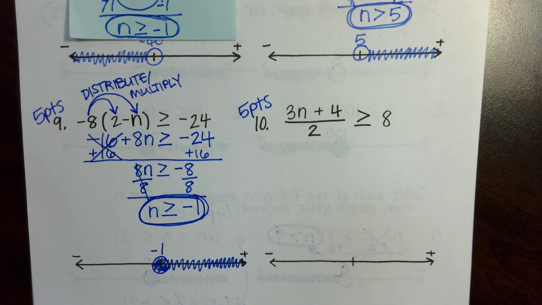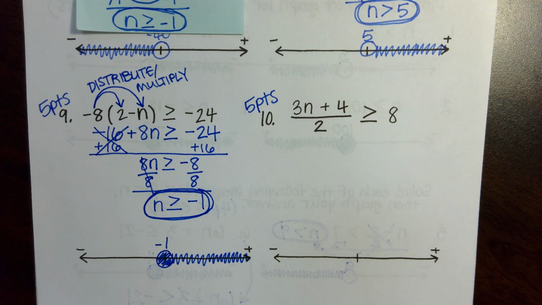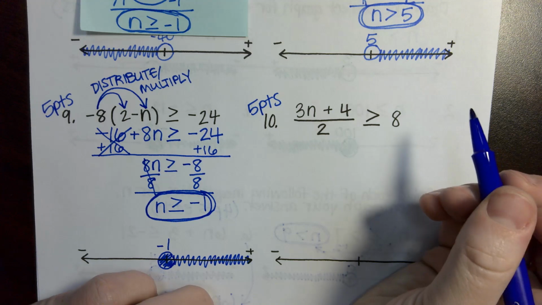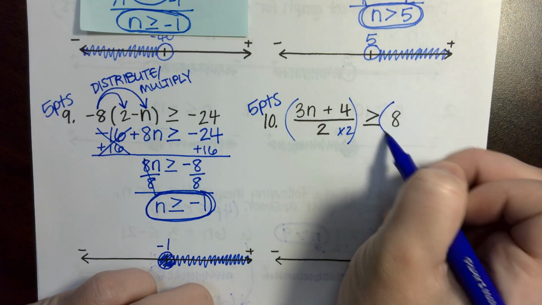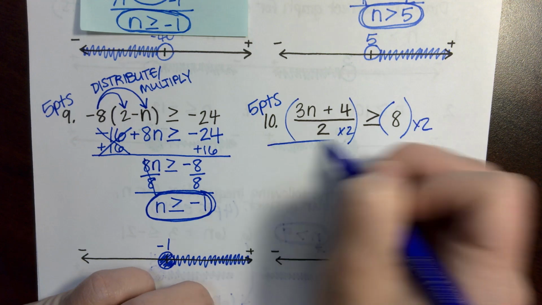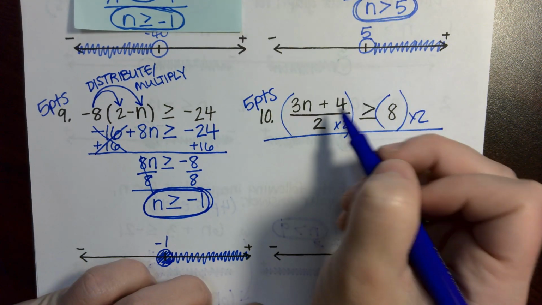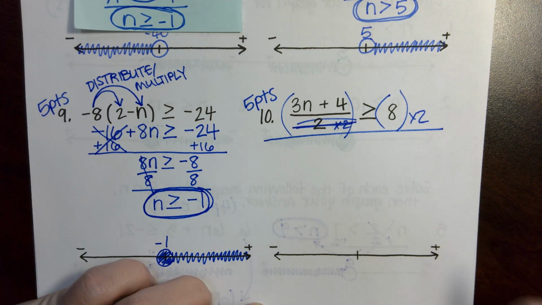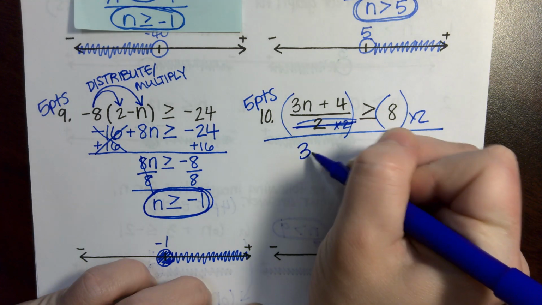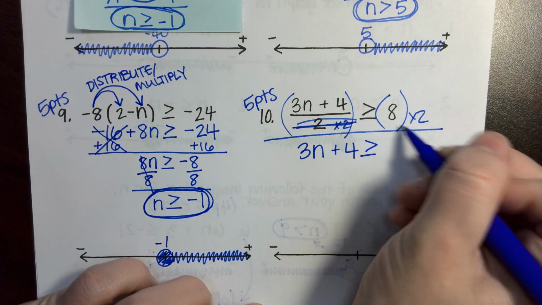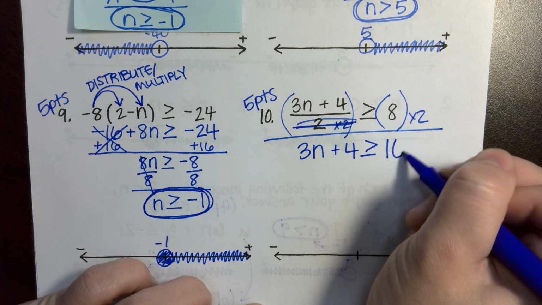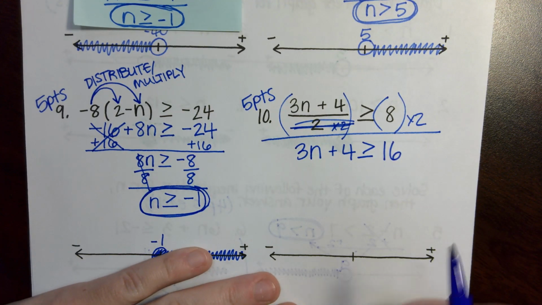Okay, number 10. We've got 3n plus 4, all of that divided by 2, is greater than or equal to 8. What is my first step? Great. Times 2 on both sides. So my 2's will cancel, and I'm left with 3 times n plus 4 is greater than or equal to 8 times 2? 16. Good. Now what?